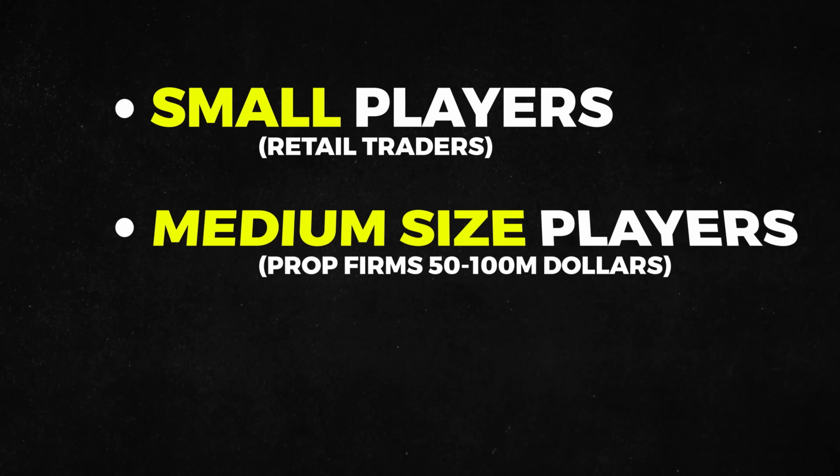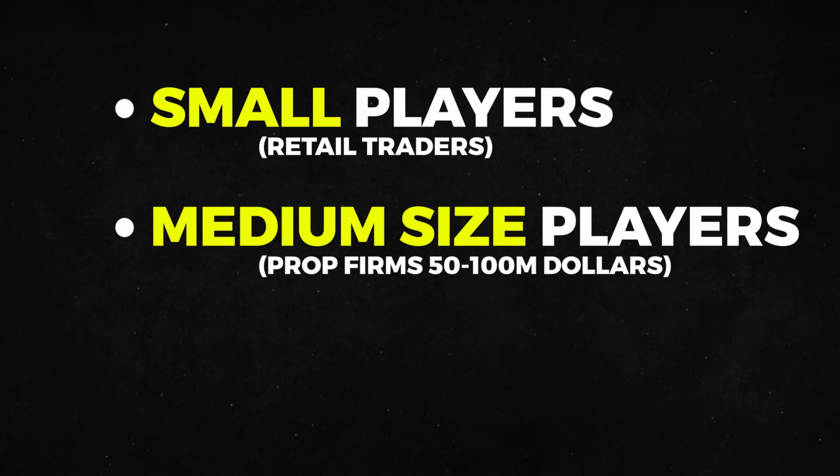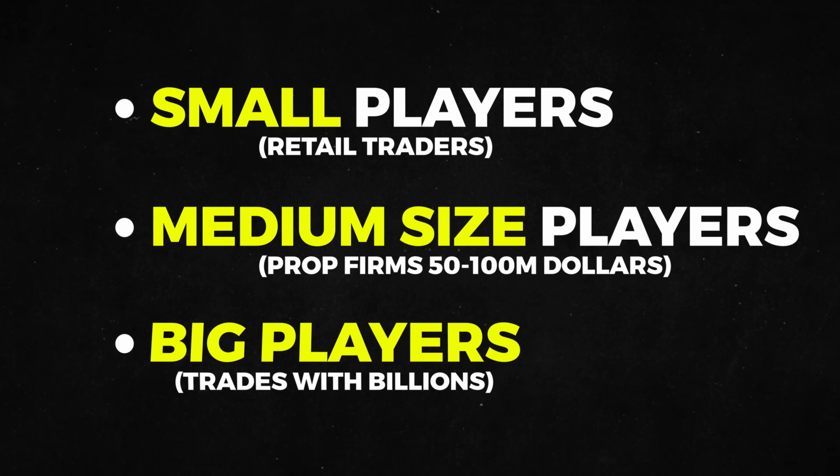And then we have the medium-sized players. These players are like prop firms that have traders working for them, and they are trading around maybe $50 to $100 million on the capital. And then we have the big players, okay? We are talking about the players that have billions of dollars to play around with when it comes to trading the market, okay? Now, the big players, they are much smarter than us.